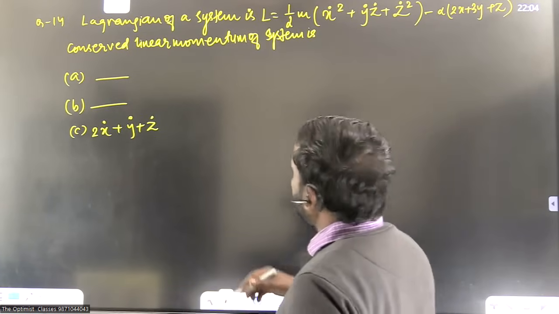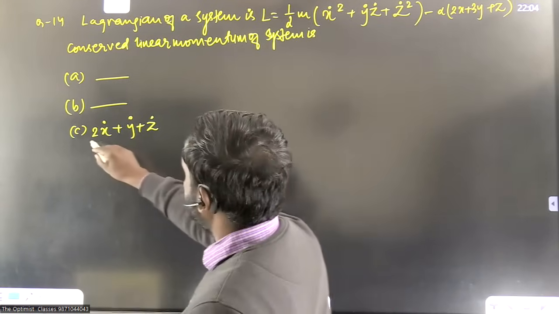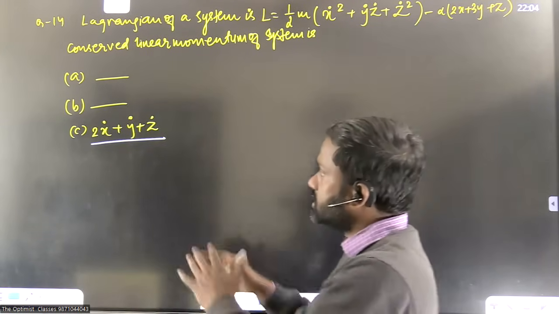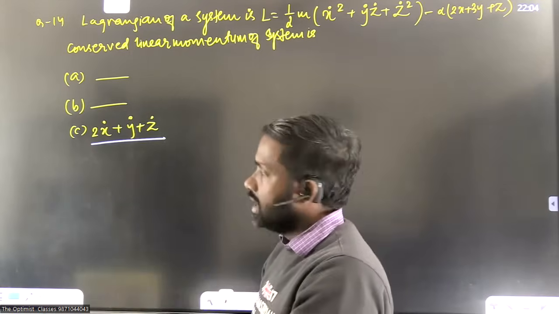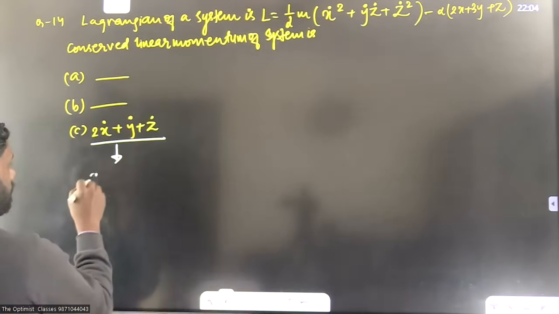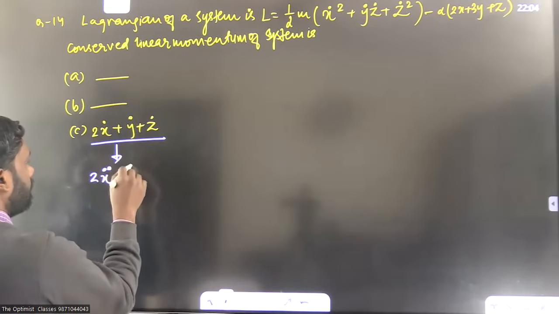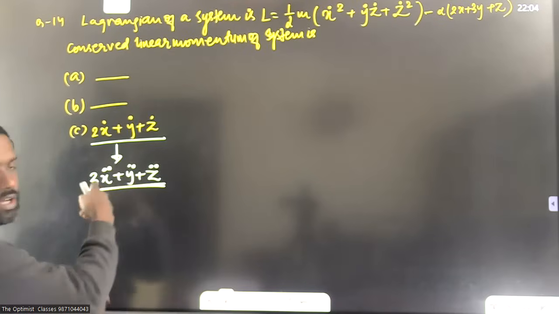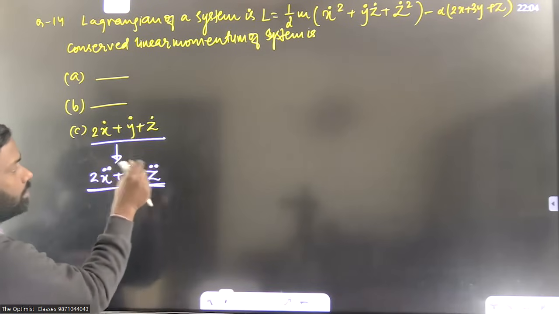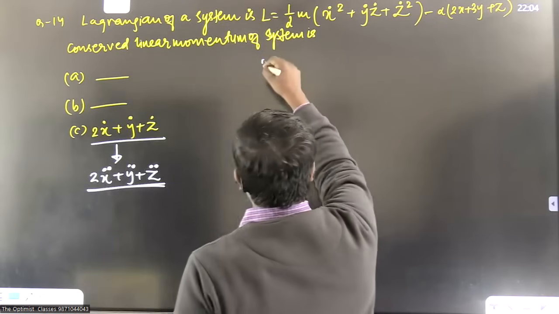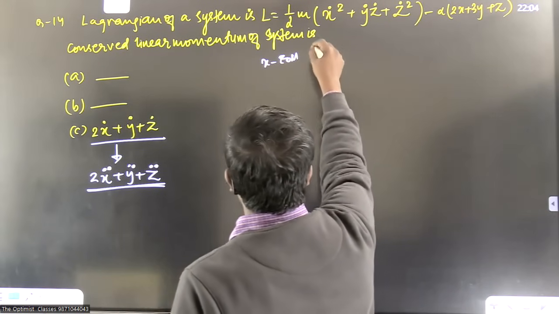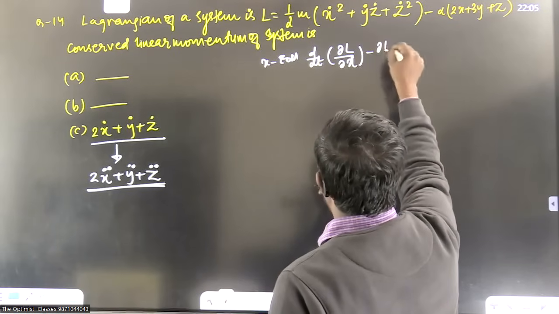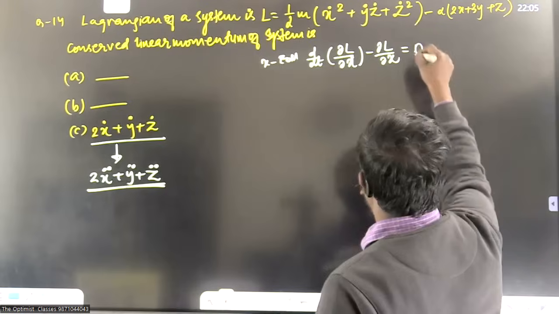So what we can do is, in the options some quantities were given, and the question is which is conserved. Suppose something is conserved, then its total time derivative must be 0, and suppose you calculate its total time derivative, then you get here 2x double dot plus y double dot plus z double dot. If we can prove that this is 0, then this will be conserved. So for that we need x double dot, y double dot, and z double dot. That comes from the equation of motion. So we'll write here the x equation of motion: d/dt of del L by del x dot minus del L by del x is equal to 0.